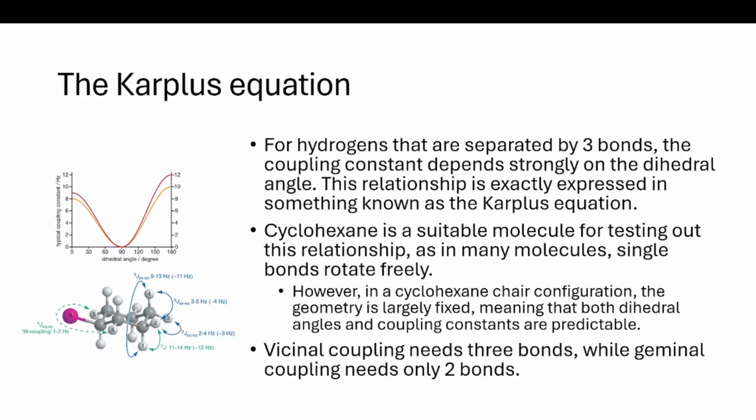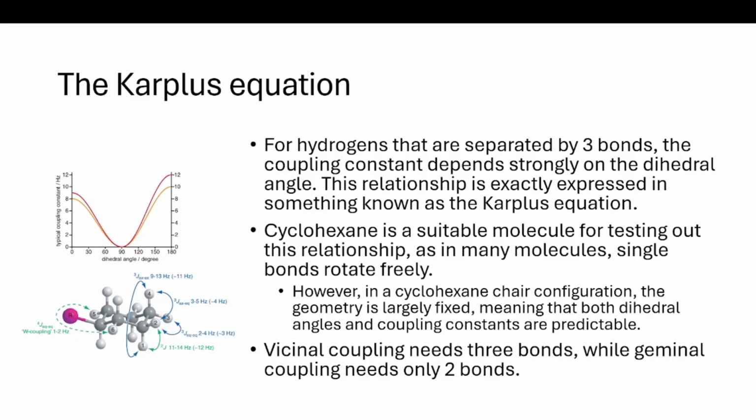And we can test this on a specific molecule right here, cyclohexane. Now, this is because in many molecules, single bonds rotate freely. However, in cyclohexane, the geometry is largely fixed. We're going to be stuck in that chair configuration, meaning that both dihedral angles and coupling constants will be predictable.